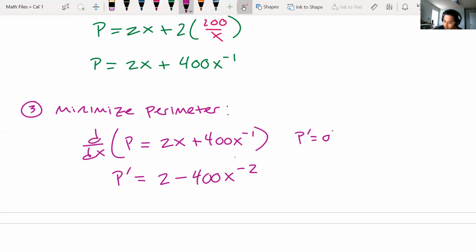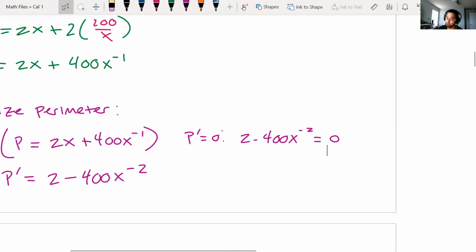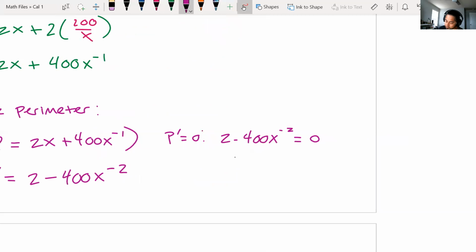So now P prime equal to 0, and you get 2 minus 400x to the negative 2 equals 0. And let's go ahead and solve for x. Move that 400 over. I'll make this 2 equals 400, and I'm going to flip that x back to the denominator. So you get 400 over x squared. Multiply the x squared to the left, and you get 2x squared equals 400.